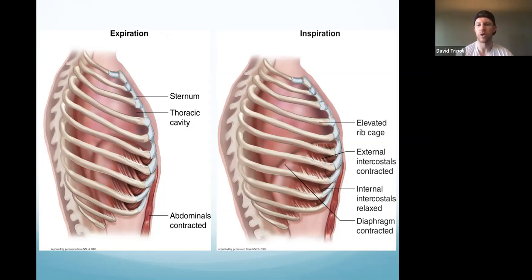And then inspiration, the rib cage elevates. The external intercostals contract, which is going to open things up. And the diaphragm, which is right here, when it contracts, it comes down, which is going to allow air into the system. And then you can see here that the diaphragm is relaxed and it's up a little bit higher, so that whole cavity area size decreases as we go.